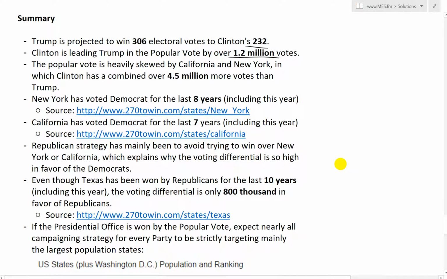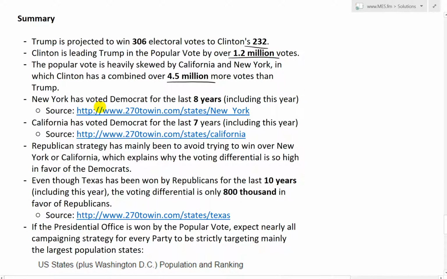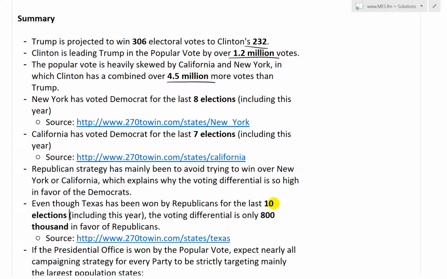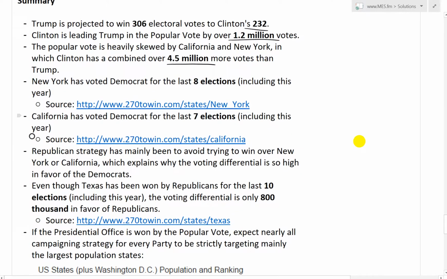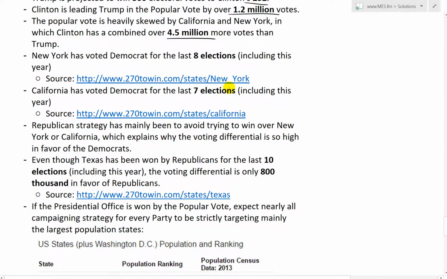The popular vote is heavily skewed by California and New York, in which Clinton has a combined 4.5 million votes. New York has voted Democrat for the last 8 election cycles, not years. I just fixed that typo. So for the last 8 elections, including this year, New York has voted Democrat. The source is 270 to win, states/New York. And California has voted Democrat for the last 7 elections. So California and New York have always been voting Democrat recently.